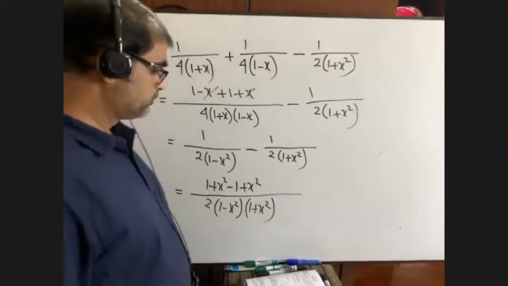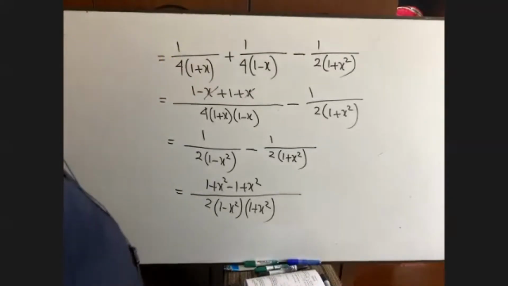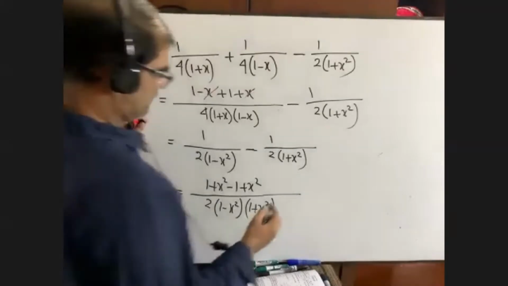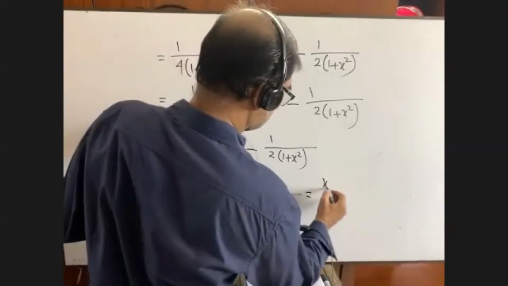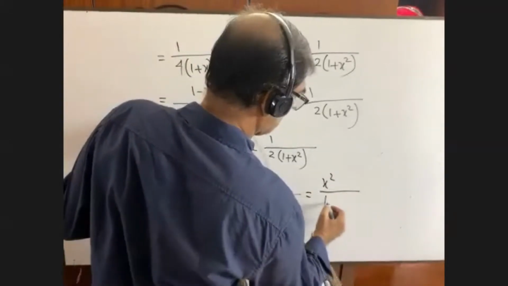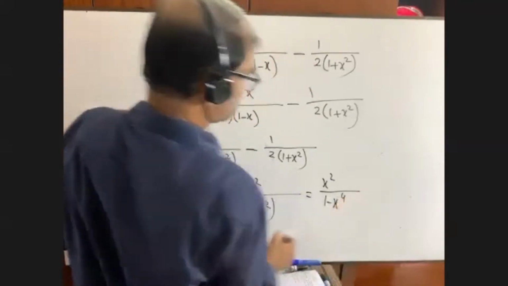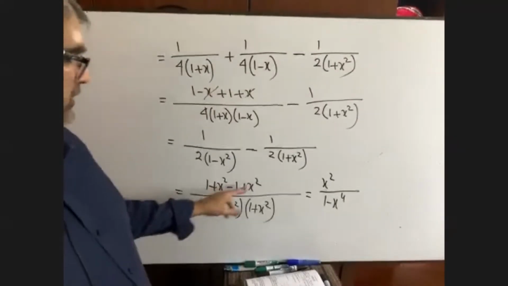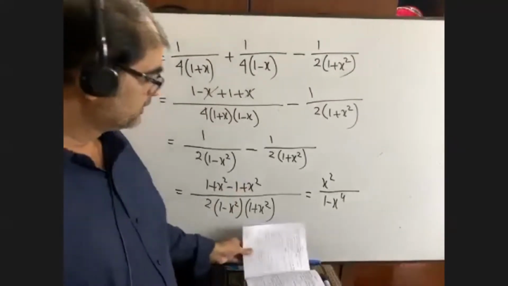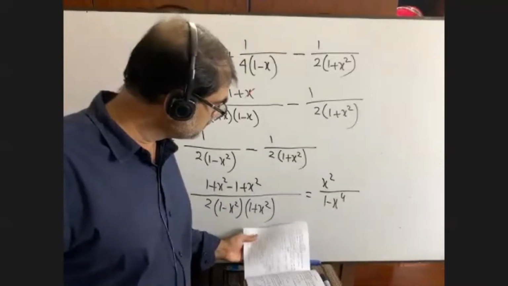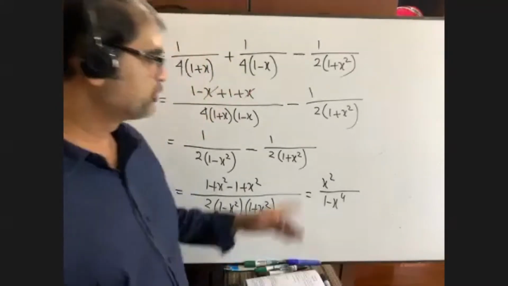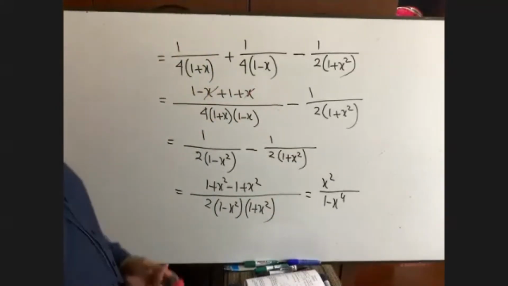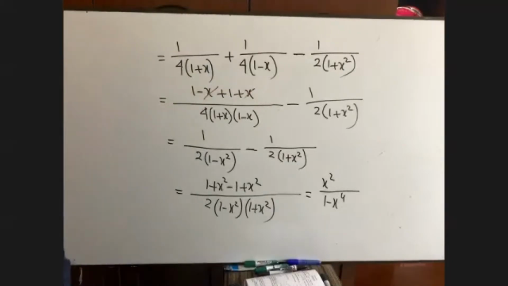No, it is 4 up 2. So 2x square, that is x square by 1 minus x to the power 4. This is the answer. The 2 will be omitted. Question number 4 up 2, and here we are absolutely right. This is the answer.